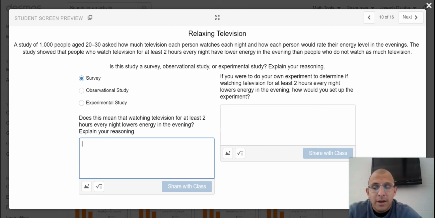So considering the fact that the data was collected through a survey, does this mean that watching television for at least 2 hours every night lowers your energy in the evening? If you were to perform the experiment on your own to determine if watching television for at least 2 hours every night lowers energy in the evening, how would you set up your own experiment?